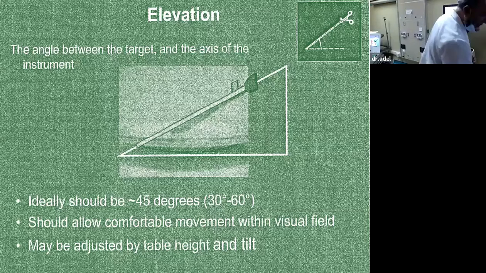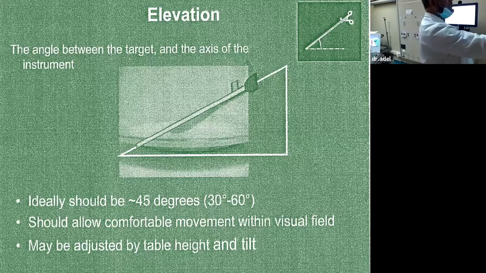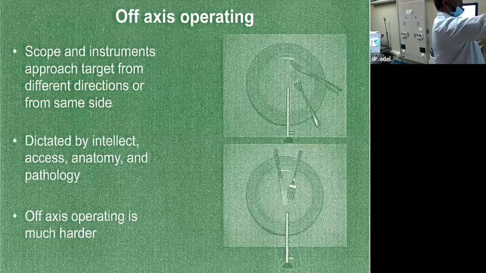Now, off-axis like this. Look at this. This is the camera opposite to them, completely opposite to them. And this is another way of difficult off-axis. The procedure will be much more difficult.